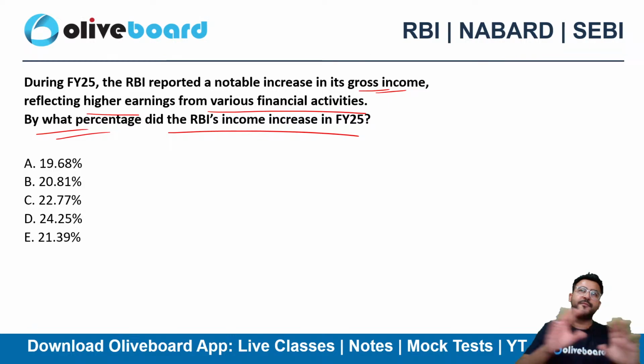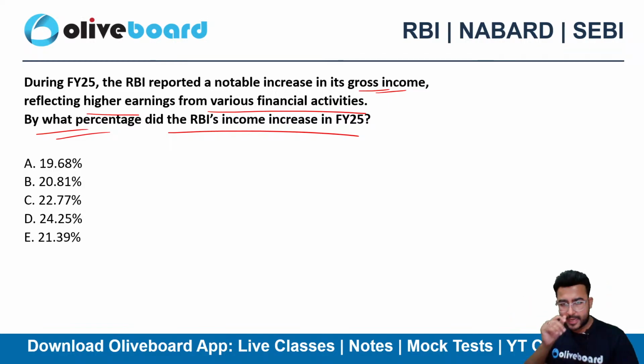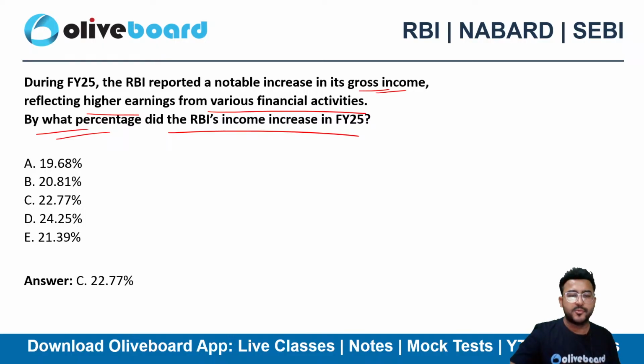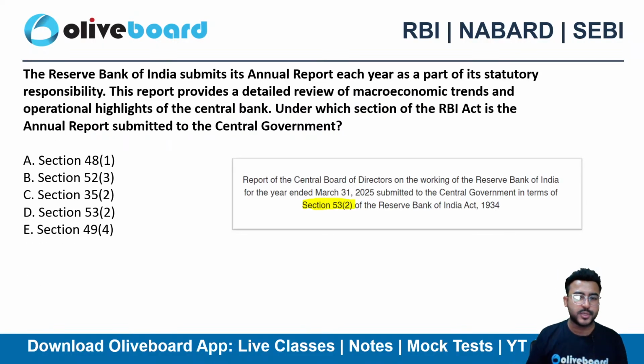So it's written on the face of that particular segment where the RBI financials are there, right? It's written in that green box in the annual report. So definitely you need to know the basic financial highlights of the Reserve Bank of India. Here the answer will be option C, 22.77%. 22.77% is the correct choice here.